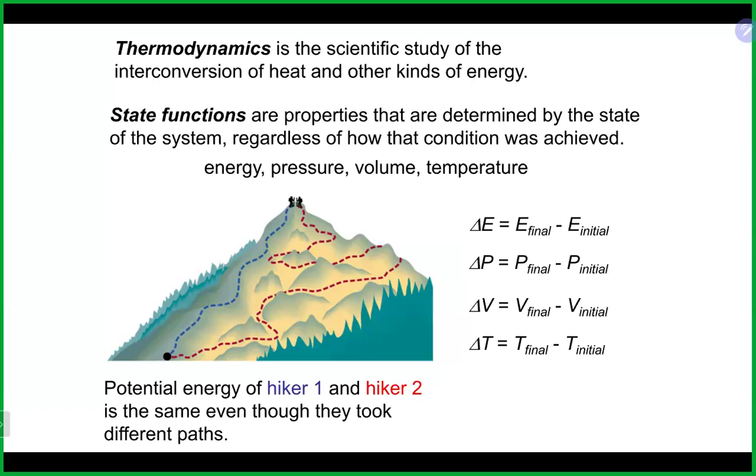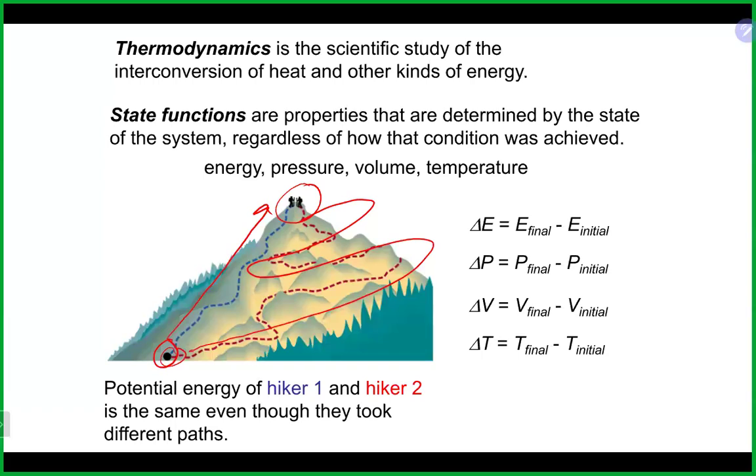So what does that mean? If we take a look at these hikers here, the blue hiker took the more direct route up the mountain. The red hiker took the more scenic route up the mountain. But in terms of their potential energy at this point, they both ended at the same spot and they both started at the same spot, which means when you take the difference of where they ended and where they started, they have the same potential energy.